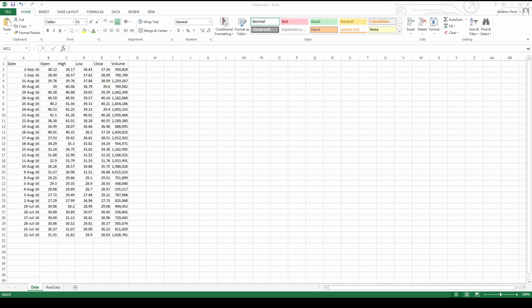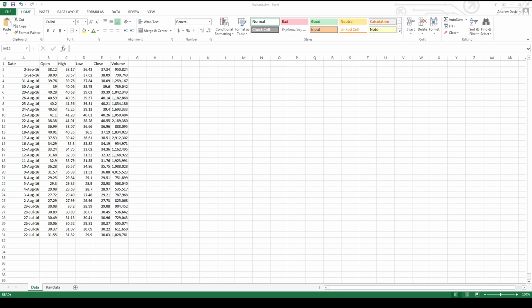Okay, here's some data laid out in a spreadsheet for us that shows information about a certain stock, in this case Valeant Pharmaceuticals, which trades on the Toronto Stock Exchange and has been the subject of a lot of news headlines over the last couple years.